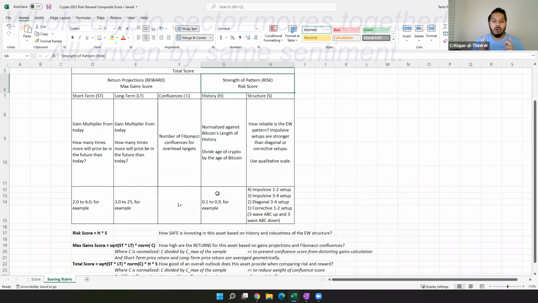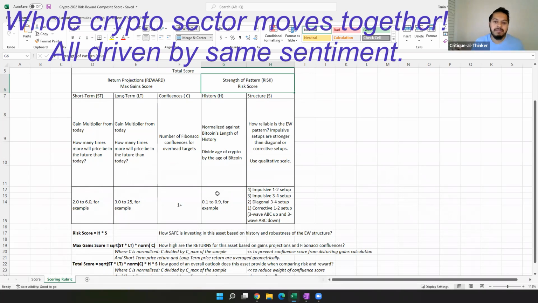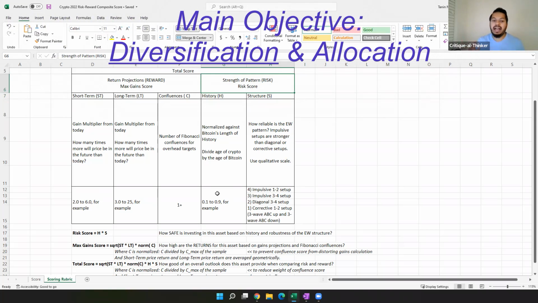Now, low scores don't necessarily mean that the crypto is bad per se. Cryptos all move together. So if our best cryptos have a good setup to go up higher, that is good news for most of your other cryptos too. So don't fret if your altcoin doesn't have a high score. This is, again, purely an allocation and diversification tool. It is to help you determine where you want to take a risk, what you might want to throw some money into, and gives you a good way to diversify.